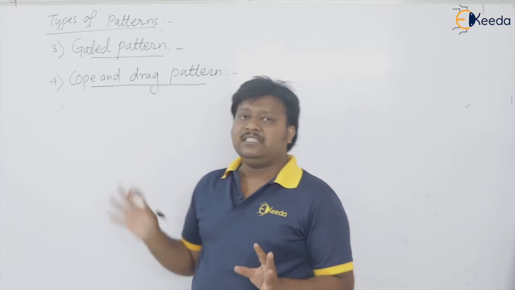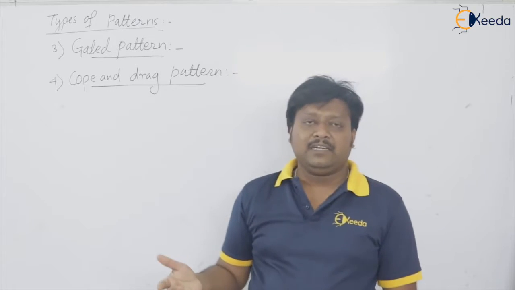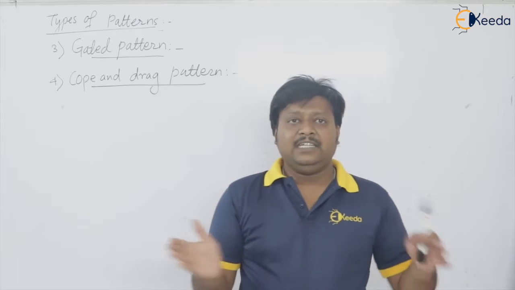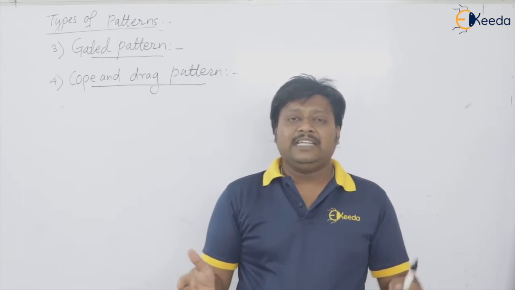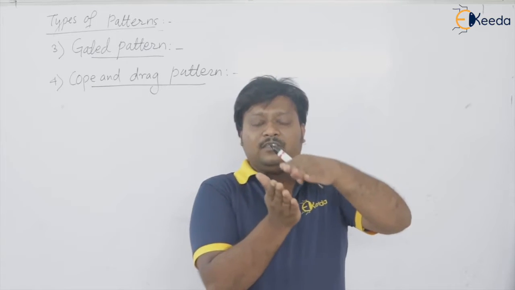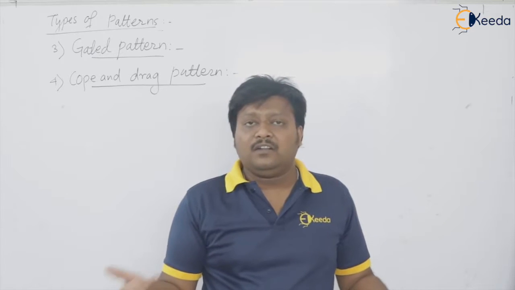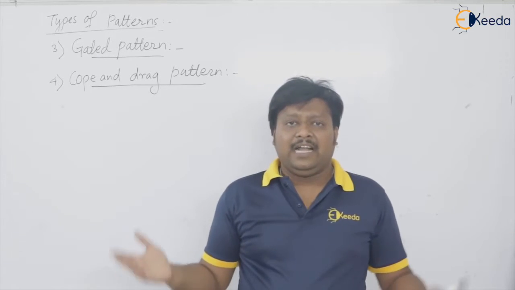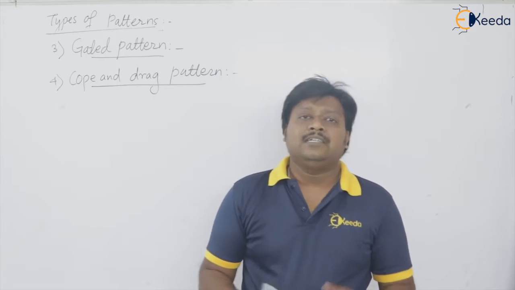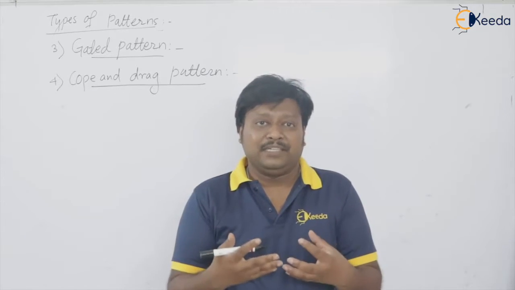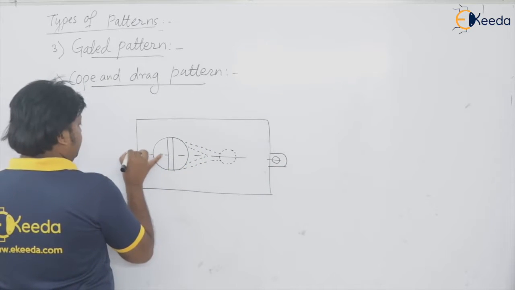Okay, so again this is very simple. This is just the extension of the split pattern, where two halves along with the gating and risering system are placed on two different plates made of wood or metal, and whenever required they are brought together along with the aligning pin. Okay, I will show you the diagram. These are the aligning pins.